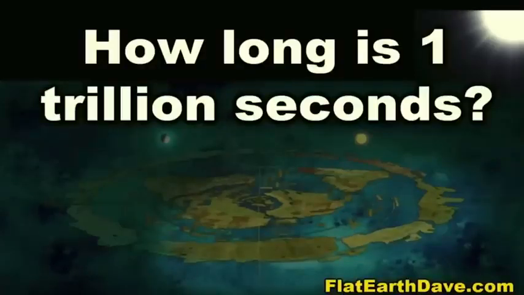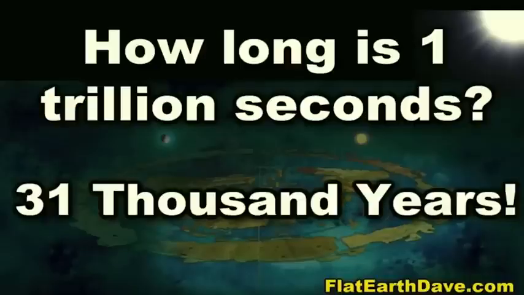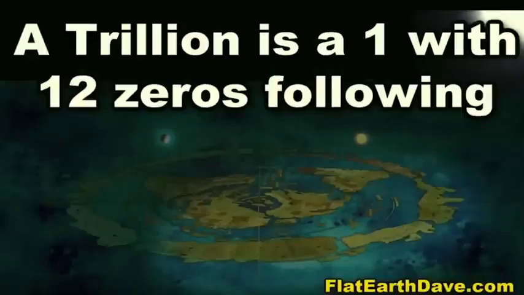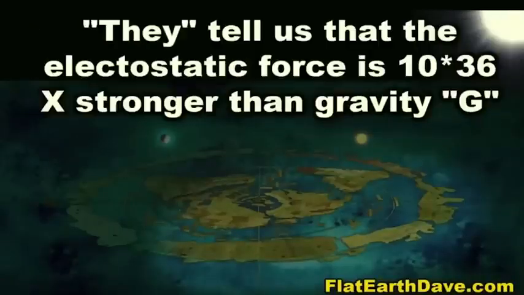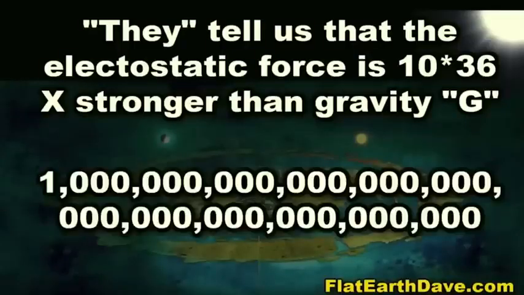So, 31,000 years is 1 trillion seconds. Just let that sink in, right? 31,000 years. So that's 12 zeros. So they tell us that the electrostatic force is 10 to the 36. It's actually 39, but I made a typo, but it doesn't matter because the number is so ridiculous. You can't even comprehend it. Times stronger than gravity. So that's what that number looks like.